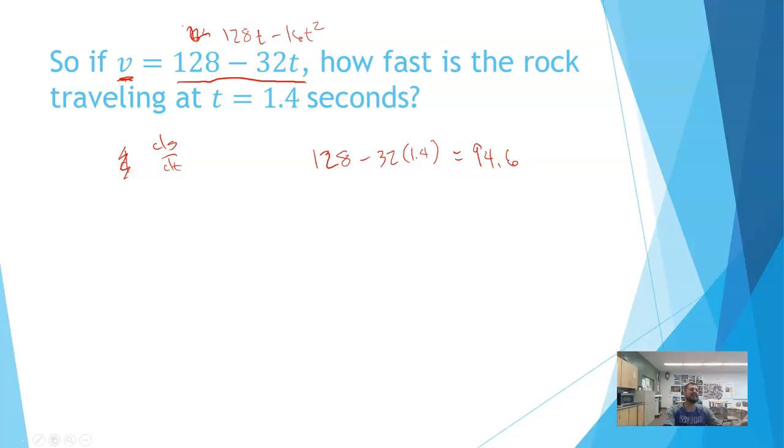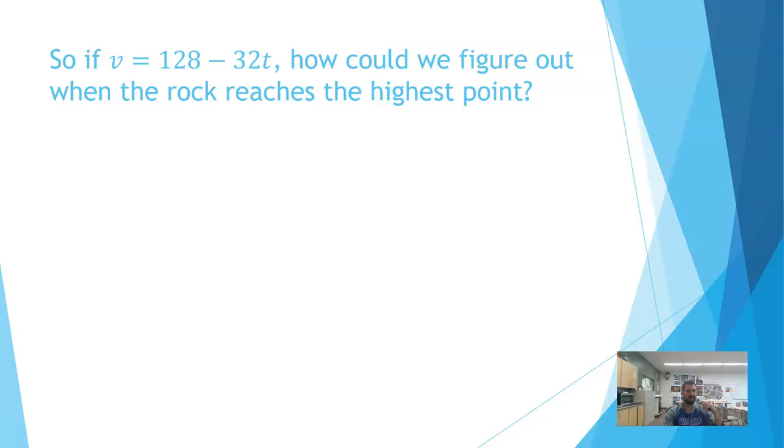Now again, that might not seem like a really big deal, but that would be measured in feet per second. What we have just found is a formula that allows us to tell how fast we're going at any given time, and it does it really quickly. I just had to plug 1.4 into this equation, and it told us how fast the rock was traveling at that time. The fact that we get 94.6 feet per second is a big deal. And that's just 1.4 seconds after the rock was launched up into the air.